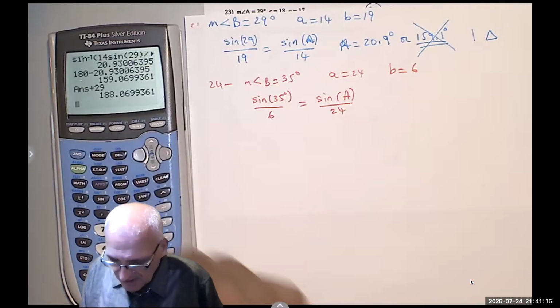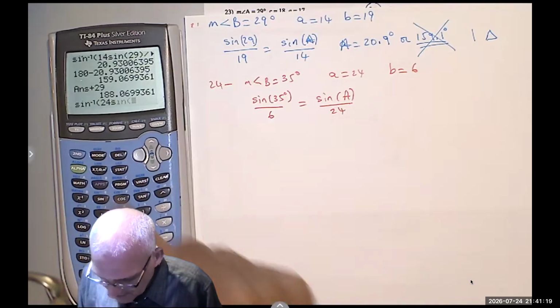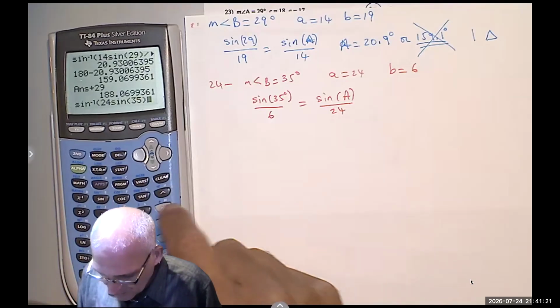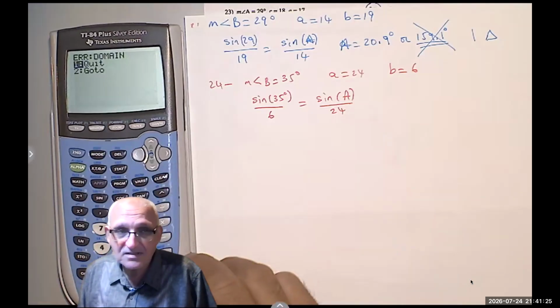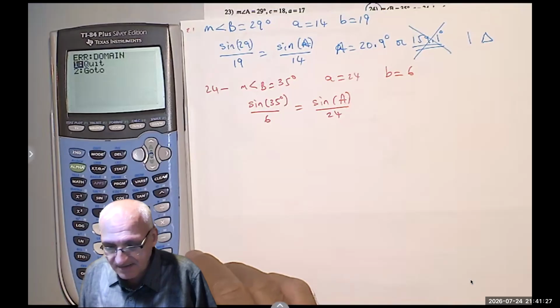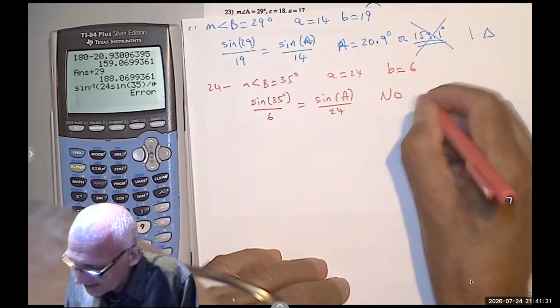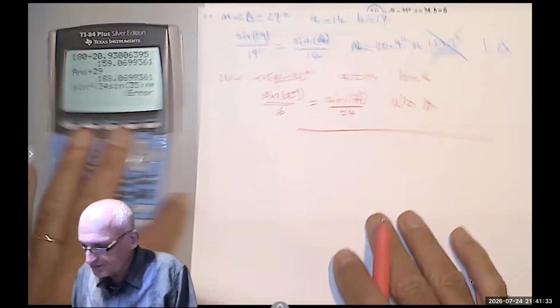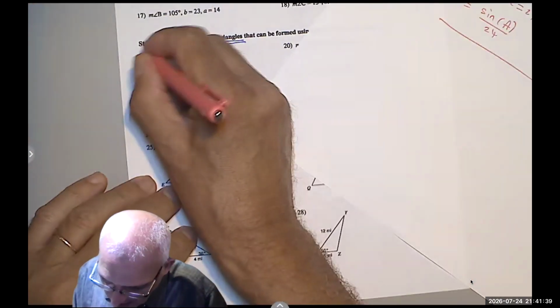But let's do it. Inverse sine of 24 sine 35 over 6. And we get an error because the inverse sine cannot be that. Okay? So no triangles. Oh my God, we didn't see how we can have two. So let's pick another, I don't know which one. So let's try it from the beginning.